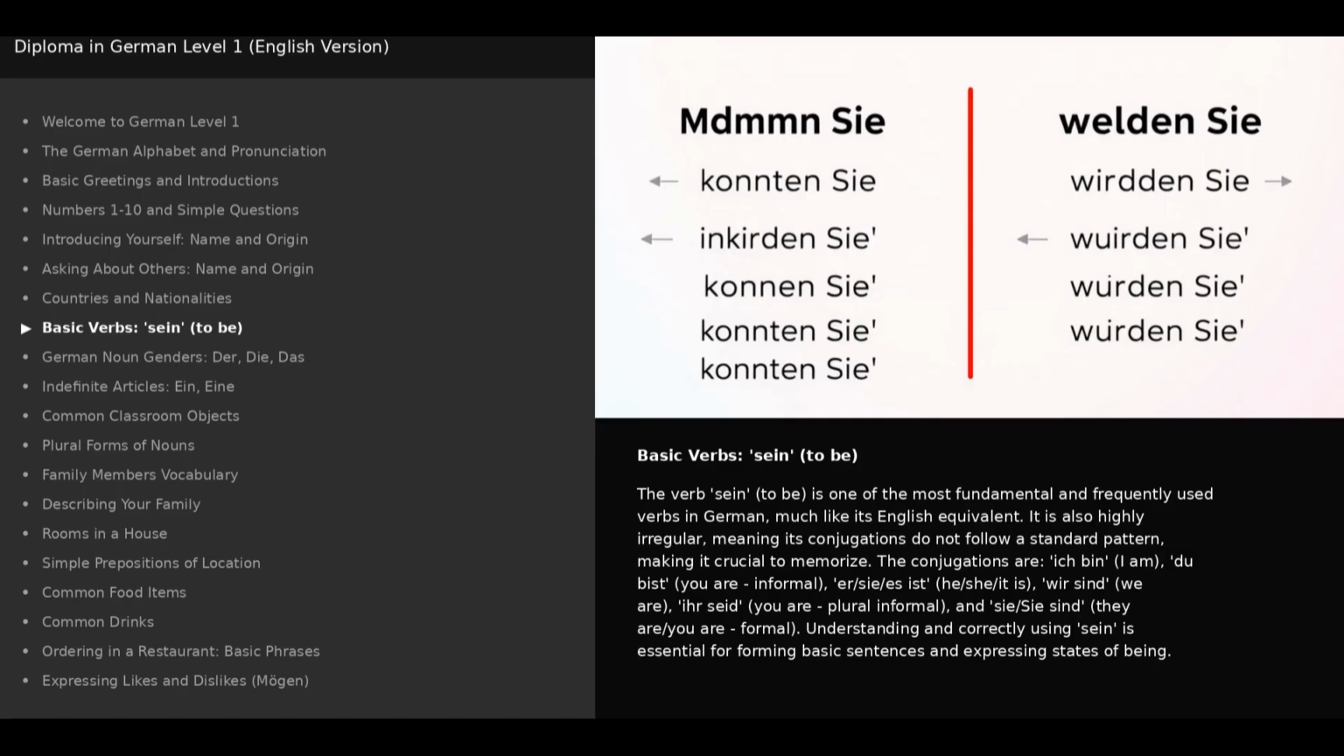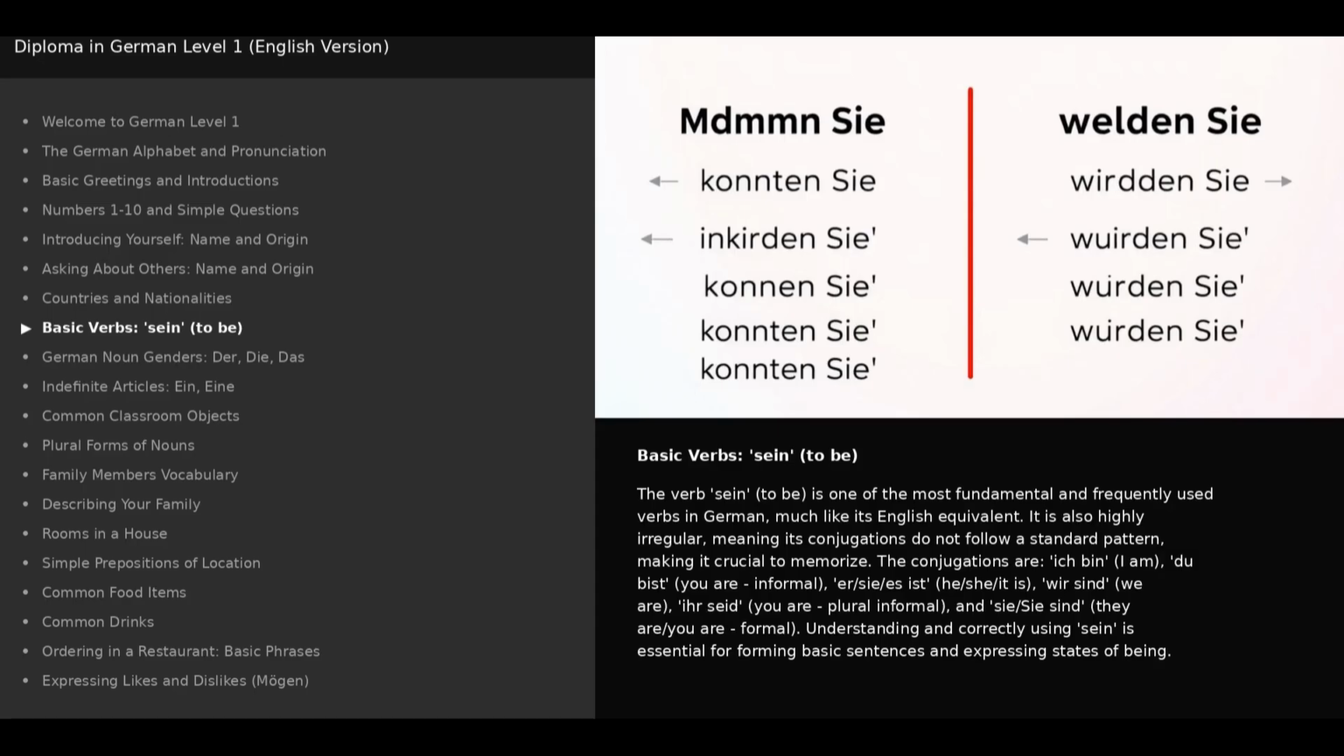The conjugations are: ich bin, I am; du bist, you are, informal; sie/er/es ist, he/she/it is; wir sind, we are; ihr seid, you are, plural informal; and sie sind, they are, or Sie sind, you are, formal.